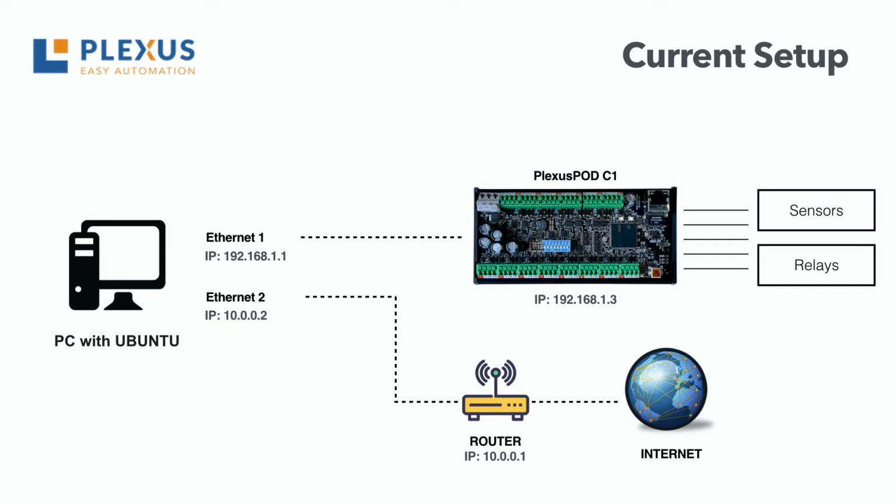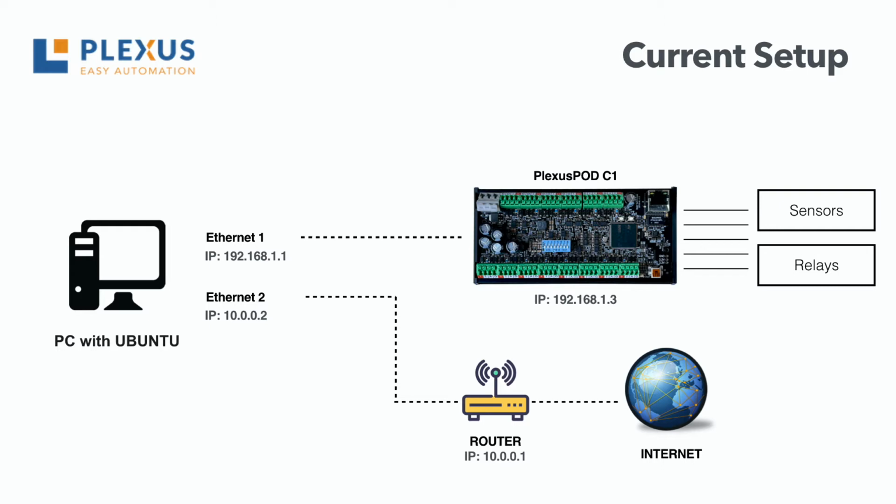That PC has two Ethernet ports. The first one is set up to communicate with our I/O devices, in our case a Plexus Pod C1. And a second Ethernet port is connected to a router to be able to connect to the internet. This Plexus Pod is then connected to some sensors and some relays and some buttons and so on.